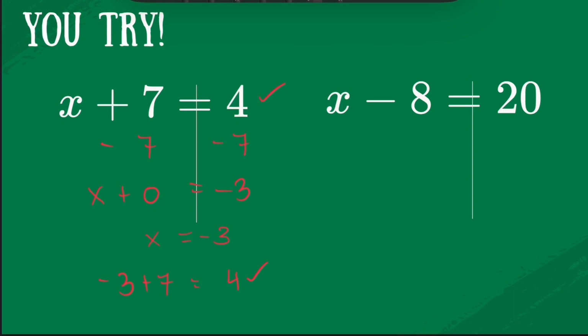On this side, we're subtracting 8. So what's the opposite of subtraction? Addition. So we are now going to add 8 on both sides. Negative 8 plus 8, those just cancel. That's just going to be 0 like we've been seeing in the previous problems. So I know that I'm going to be left with x, and 20 plus 8 is going to give me 28. And let's confirm. 28 minus 8 is in fact equal to 20.